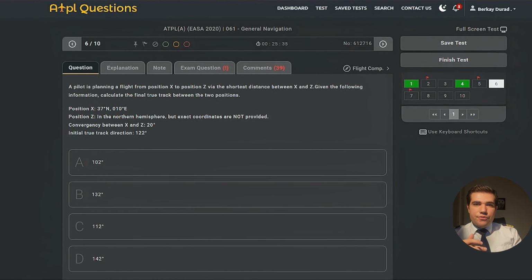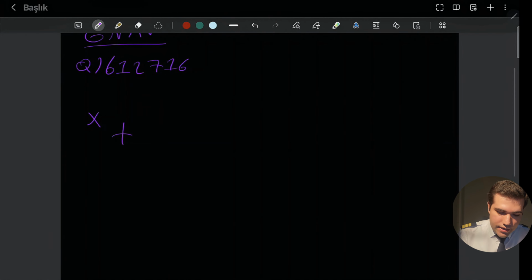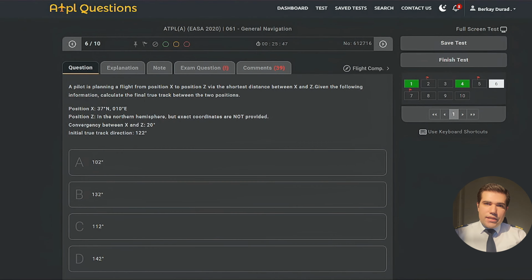So for these questions, I really like to visualize it. So I will just draw here. Let's say this is X and this one is Z. The question is asking what will be the true track when we arrive at position Z. It's asking for the shortest distance between X and Z, and we know the shortest distance is the great circle track.